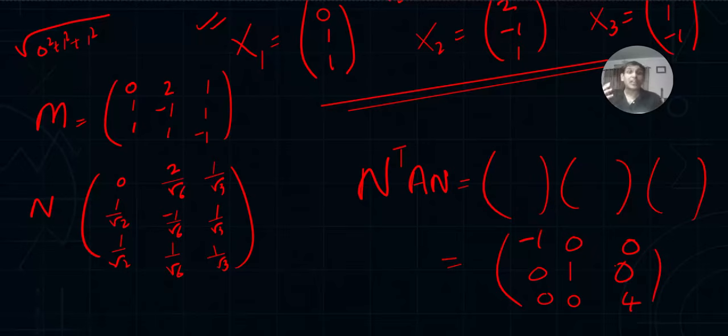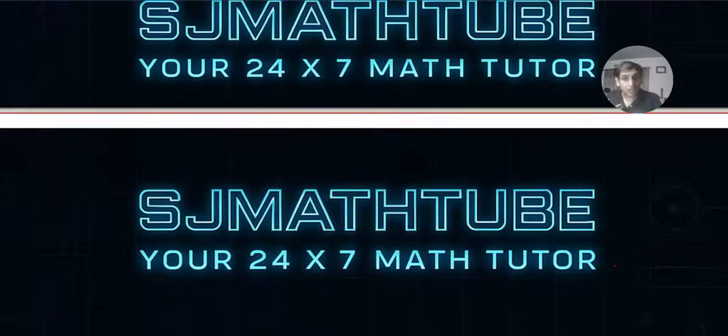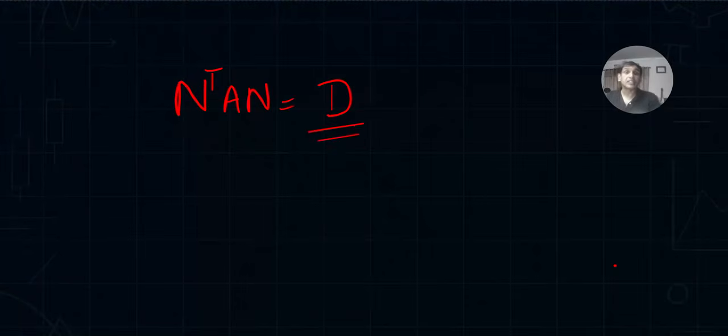And once more, as a mathematician, my job is to convince you that N transpose AN will be the diagonal matrix which contains the eigenvalues.